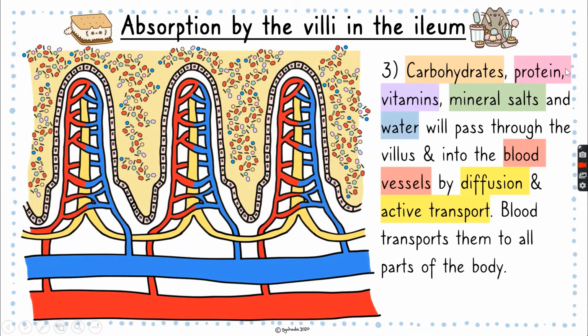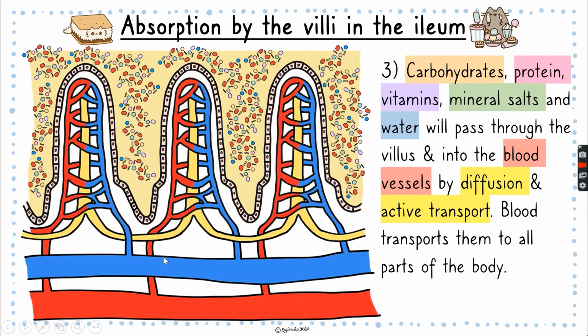So all the carbohydrates, the proteins, the vitamins, mineral salts, and water will actually pass through the villus and enter the blood vessels. Over here, on the upper part, you have two major blood vessels. The blue color actually refers to a vein, so this is going towards the heart. And then you have this one here too. So this is oxygenated blood that is fresh from the heart and the lungs.